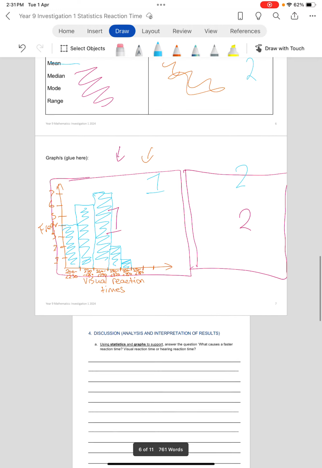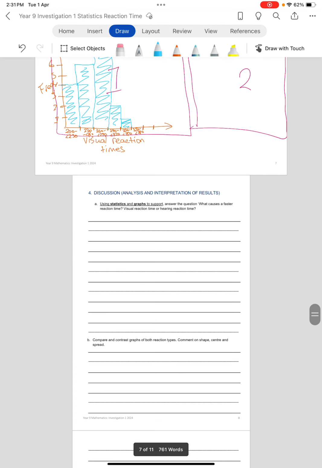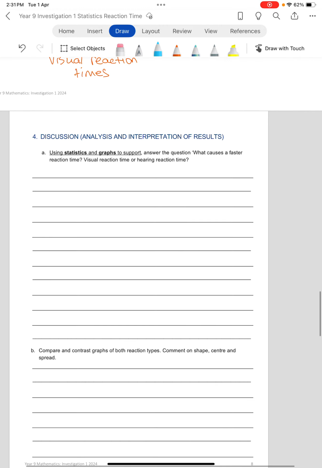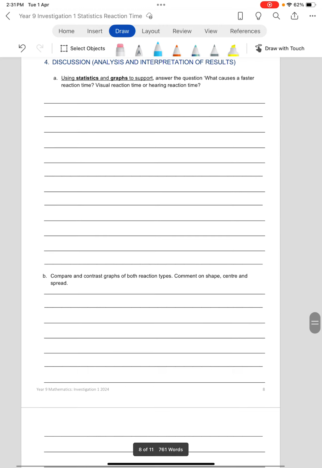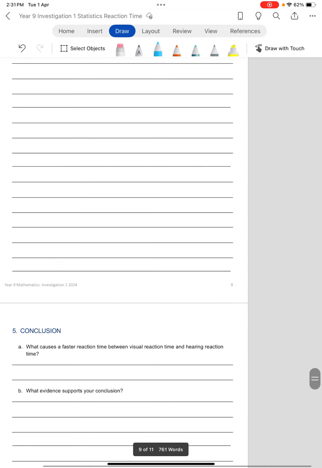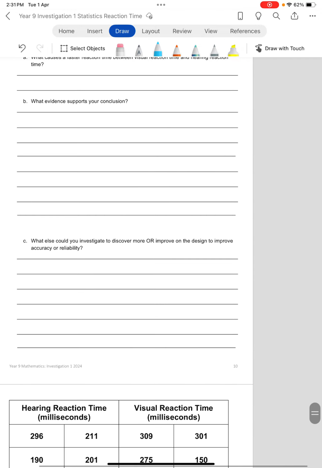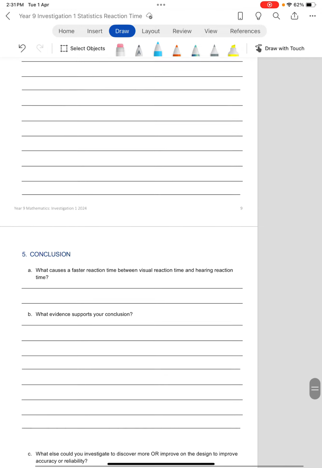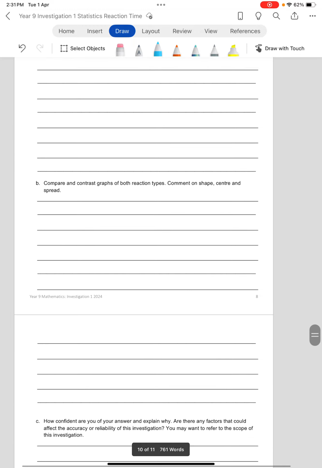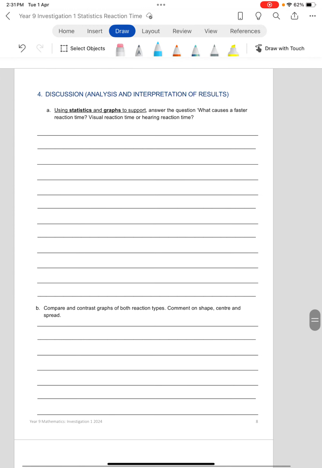If you get all that done and there's some time left in the lesson, feel free to start looking at and answering the discussion. I would encourage you guys not to write it down straight away into your booklet, but instead ask for your workbook, which is in the cupboard, in your folder. Ask for your workbook and do some draft answers there, okay? And then we can put a neat copy in our actual books.